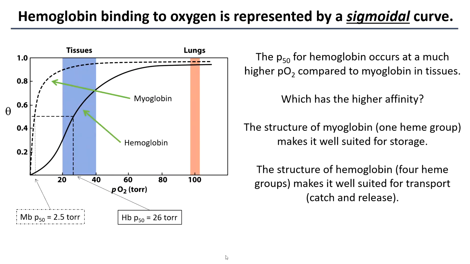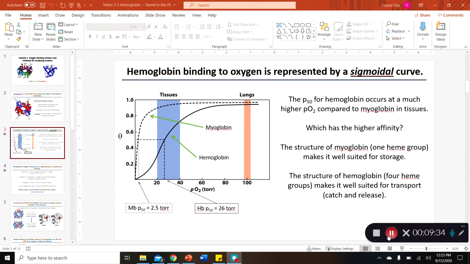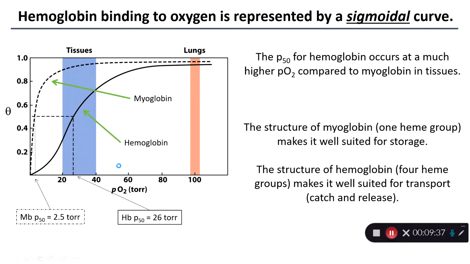So let me show you the sigmoidal curve. That is why initially the binding of oxygen to hemoglobin, its slope is a little flatter, but as you increase the amount of oxygen in the system, it will encourage hemoglobin to bind to them more.